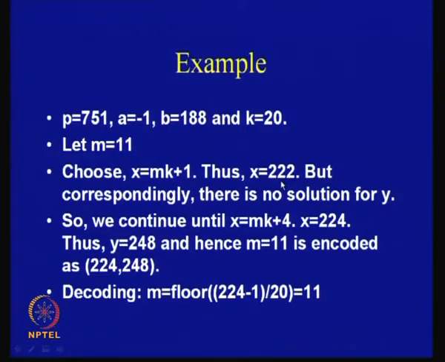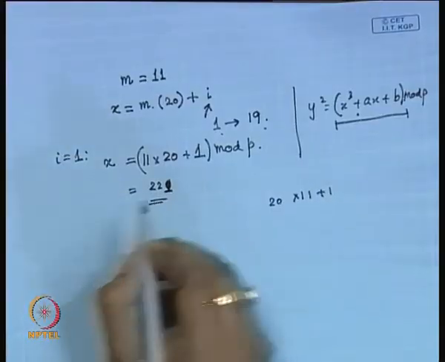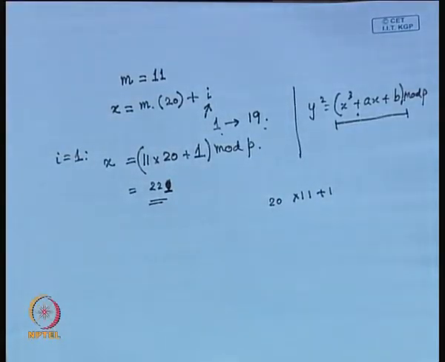222. Is it correct? I think there is a mistake, right? It is 20 into 11 plus 1. So, that is 221, right. Is it 221? It is 221, right. So, please correct it, this is 221.